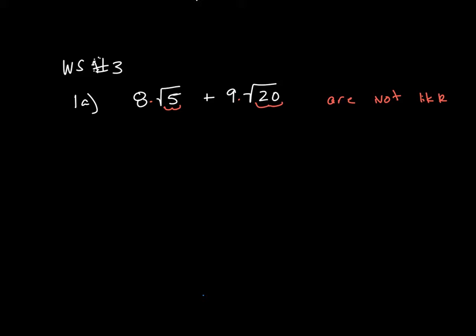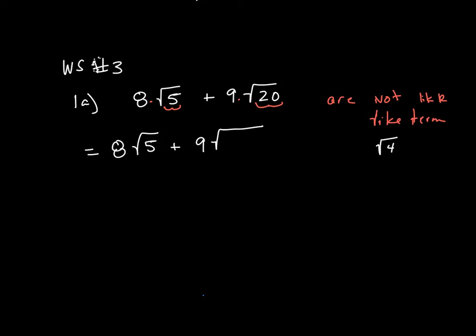And the way I'm going to go ahead and make them like terms is to simplify that 20. So I'm going to go through and rewrite this. This is 8 square root of 5, nothing changes there, plus 9. I don't want to write that the square root of 20 anymore because I know my perfect squares.